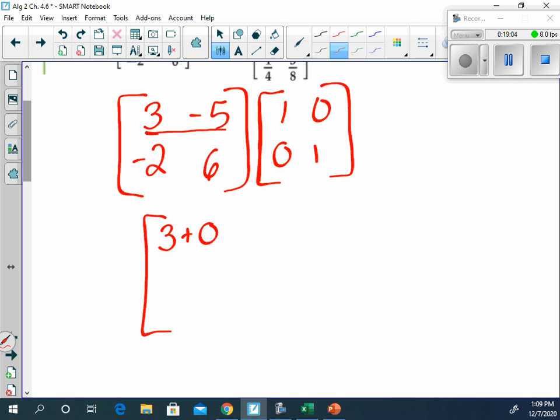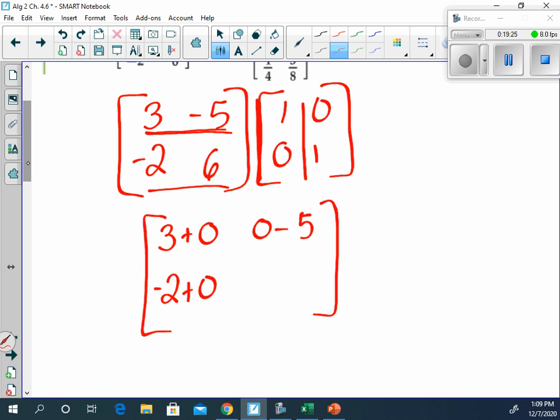So let's do the next one. Over, down. Well, 3 times 0 is 0. Negative 5 times 1 would just be minus 5. Yes? Let's do the next one. Over and down. Negative 2 times 1 is negative 2. 6 times 0 is going to be plus 0. And last one, over, down. Negative 2 times 0 would give me 0. And 6 times 1 is going to be plus 6.